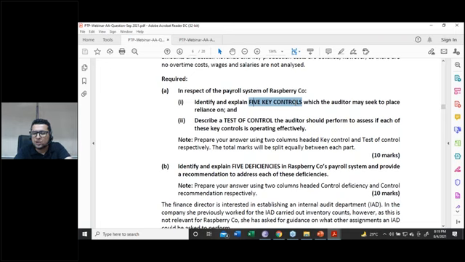Identify and explain 5 key controls. What do I mean by key controls? The controls which the auditor may seek to place reliance on. The auditor might wish to trust them. The good controls, the strengths of the system.